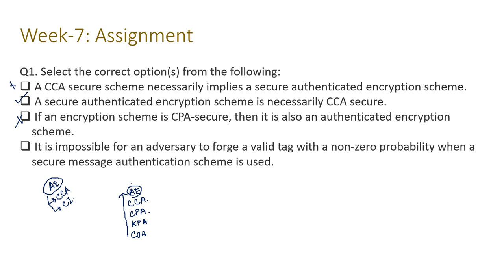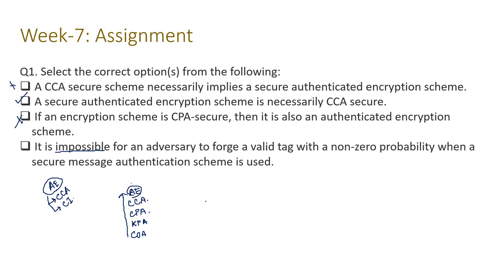The last statement is: it is impossible for an adversary to forge a valid tag with a non-zero probability when a secure message authentication scheme is used. This is wrong, as you have already answered. Why? Because we already saw that there is always some non-negligible probability. It says it is impossible, but the truth is that it is possible for an adversary to forge a valid tag even if the MAC scheme is secure, with some negligible probability. So that is non-zero probability.